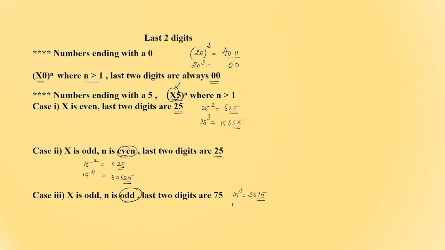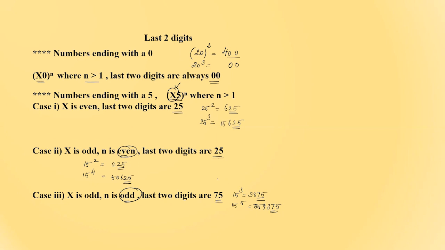Now let's also take 15 to the power 5. And let's see what's going to be the last two digits of this number. This is going to be 759375. So the last two digits again is going to be 75 here. So if x is odd and n is also odd, the last two digits of this number is always going to be by default 75.